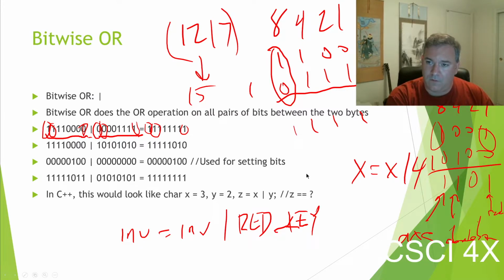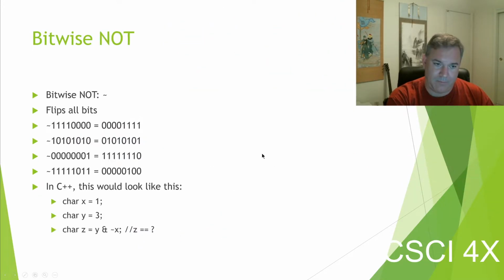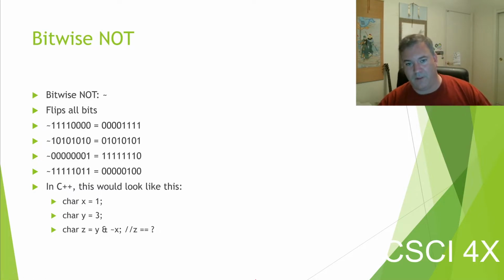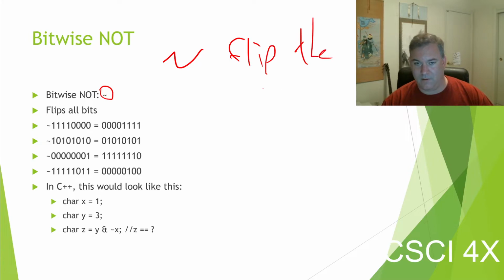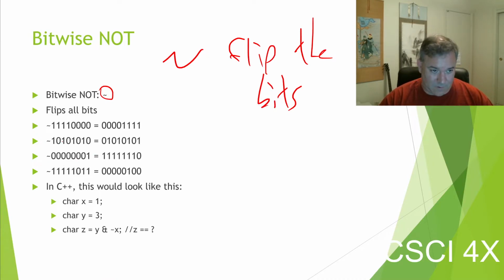Okay, so NOT flips the bits. So if we have 1111000, the NOT operation is the tilde, the squiggly tilde character, right? It means flip the bits. True becomes false, false becomes true. So all the bits in the bit field that were true are false now. All the ones that were false before are true now. 1010101 turns into 0101010. 01 turns into 10. 1101011 becomes 0010100. Okay.